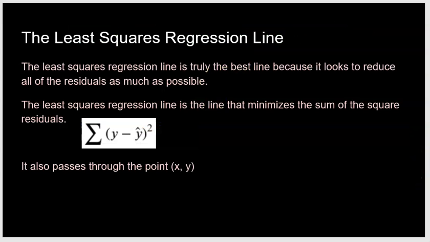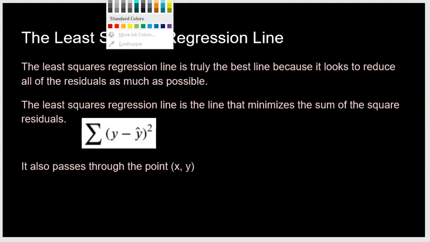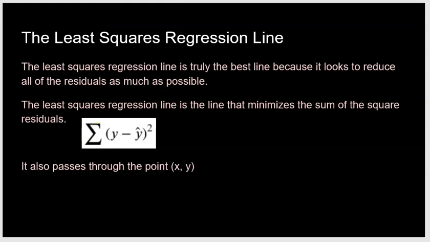All right. So here is all that in summary. The least squares regression line is truly the best line because it looks to reduce all of the residuals as much as possible. The least squares regression line is the line that minimizes the sum of the square residuals. And here's what that looks like mathematically. The sum of the square residuals. We use this big sigma here to represent the mathematical symbol for sum. y minus y hat is the formula for residual. And then we square all those residuals. So that sum is as small as possible.